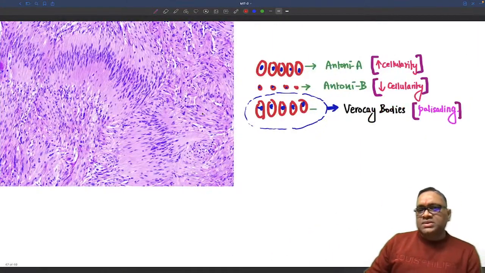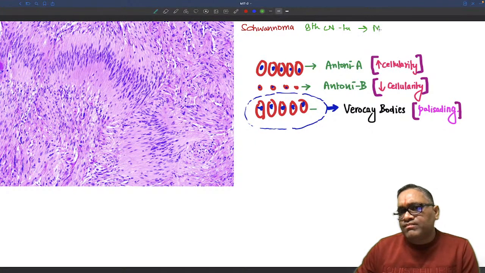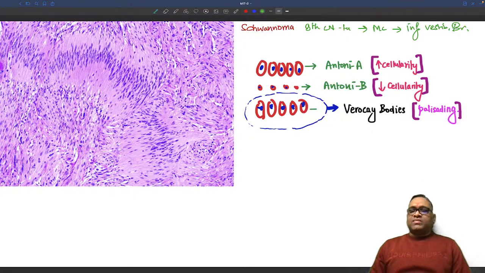Now the last thing is schwannoma. What I'm showing you here is the picture of schwannoma, right? What is schwannoma? Schwannoma is an eighth cranial nerve tumor, and most commonly they arise from the inferior vestibular branch, right? So inferior vestibular branch schwannoma will be arising.